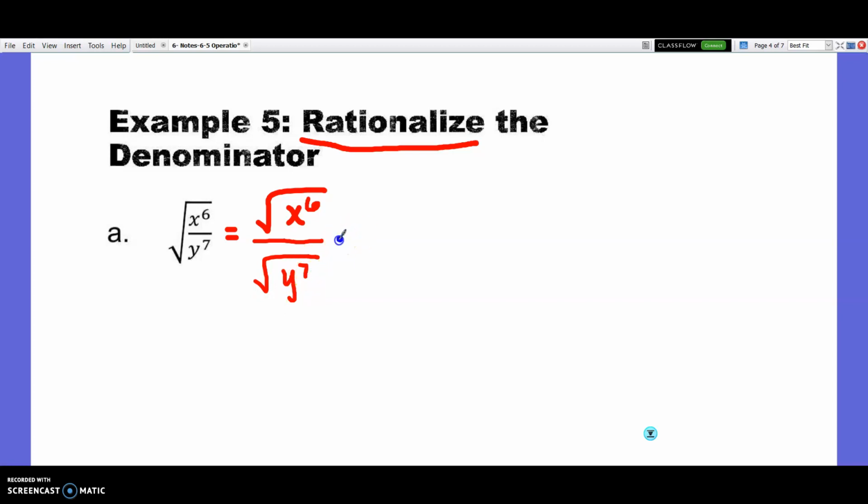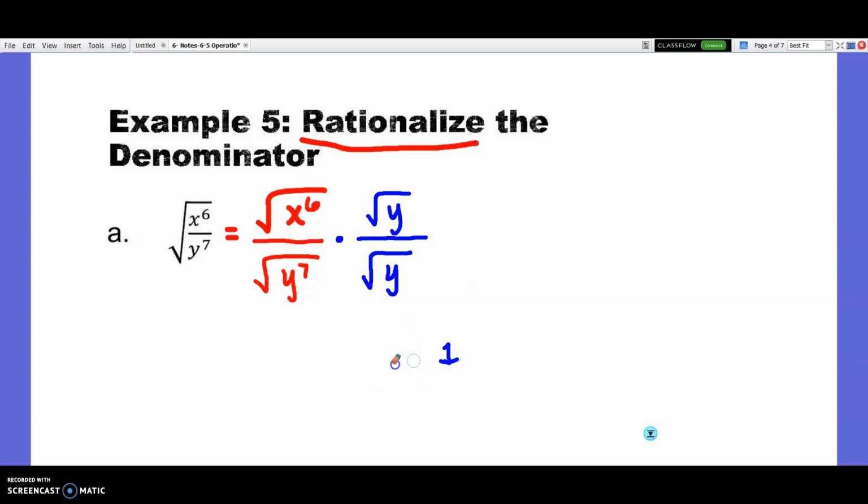So what I can do is multiply this fraction by the number 1, but my 1 is going to look very different. I'm going to multiply it by the square root of just 1 extra y divided by the square root of 1 extra y. So this square root of y divided by the square root of y, anything divided by itself equals 1. And that's why I can do this, because multiplying by 1 doesn't change what this number is.